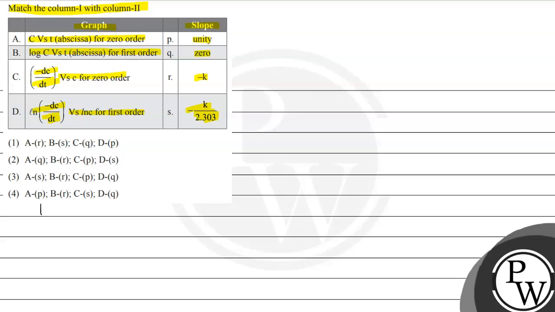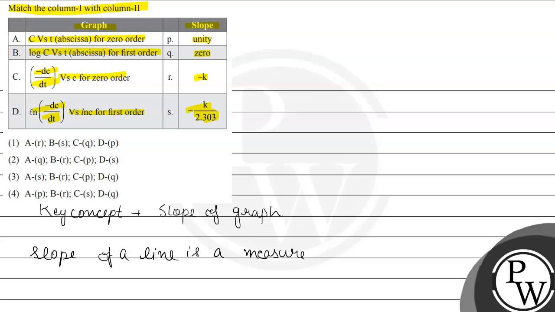So let us discuss first इस question का key concept क्या होगा. Key concept of this question will be slope of graph, and जो slope है that represents the steepness. So we can write slope of a line is a measure of its steepness.